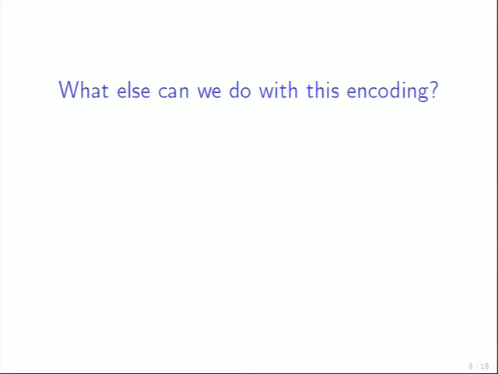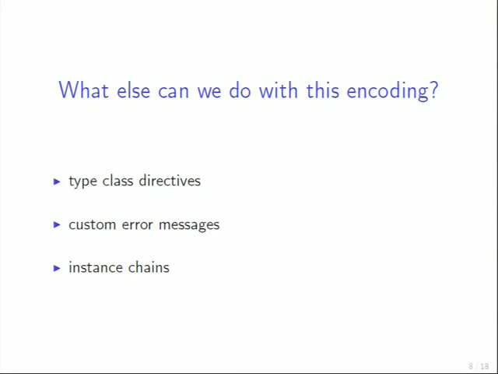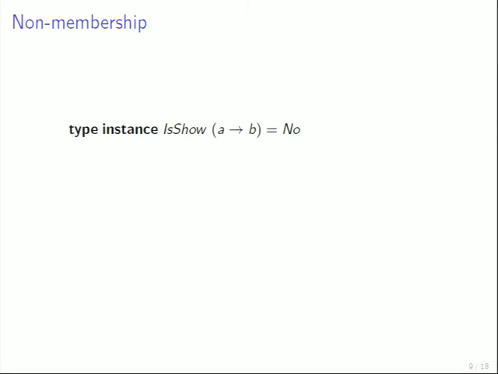Okay, so what else can we do with this kind of encoding? I'll give you three examples. The first one is known as type class directives, where we can restrict the kinds of instances that we allow. The second one is custom error messages, so we can attach additional data to this data type in order to say why we failed to find an instance. And then I go to instance chains.